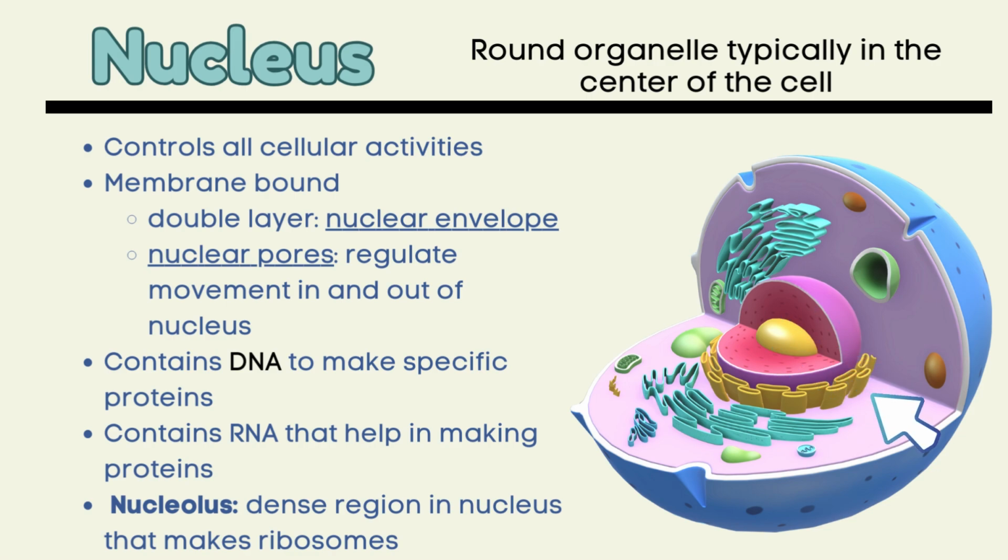In the center of the nucleus is the nucleolus. This is the location where ribosomes are made. In the image shown, the yellow structure at the end of the arrow is the nucleolus. Surrounding it is the pinkish nucleus.